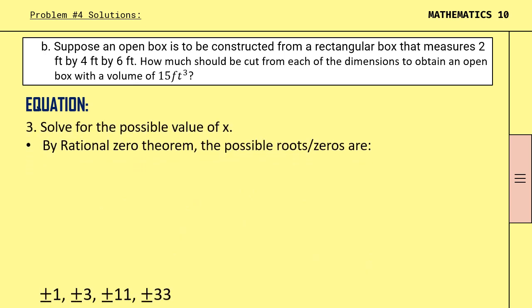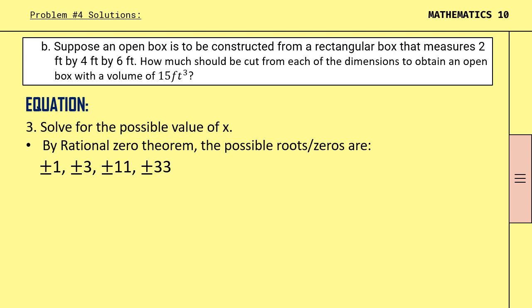Now, moving on, let's proceed to applying the rational zero theorem. That means we are going to be identifying the possible roots or zeros for the given equation or function. Since our constant is 33, our factors are both positive and negative 1, 3, 11, and 33.